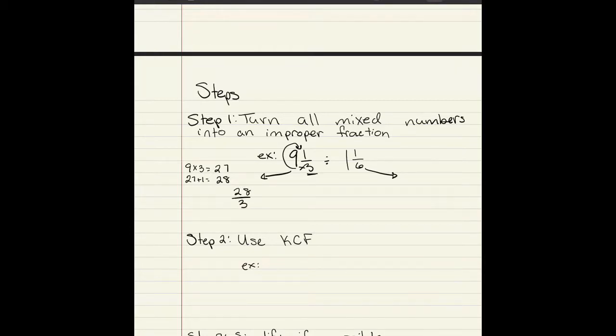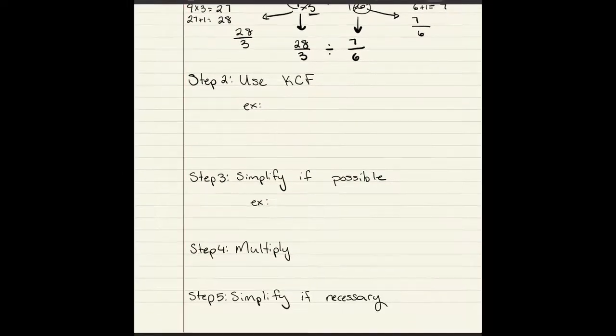Same thing over here. I have to multiply 6 and 1. So 6 times 1 equals 6. And I have to add my numerator, so 6 plus 1 equals 7. So now I have 7 over my denominator that stays the same, which is 6. So this is my new problem. Those are my mixed numbers as improper fractions.